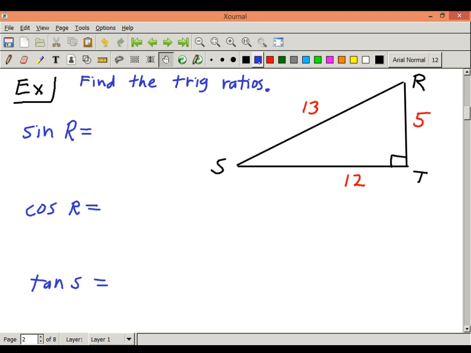Okay, let's start out with this problem. We've got triangle RST, and it has three sides, 5, 12, and 13. We recognize those as Pythagorean triples. And we're trying to find the sine of angle R. So the definition of sine, remember, was opposite leg over hypotenuse. So we're going to set up a fraction. The opposite leg from angle R is 12. If you're up here at angle R, the opposite leg is 12 over the hypotenuse, so 12 over 13.